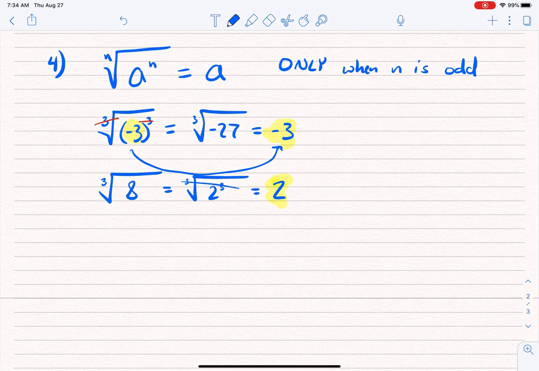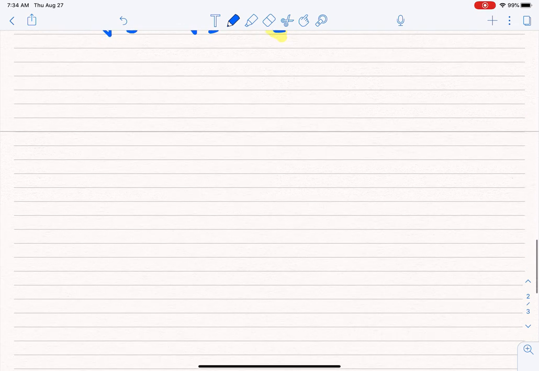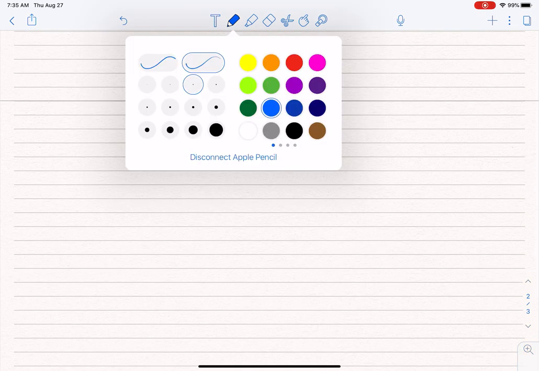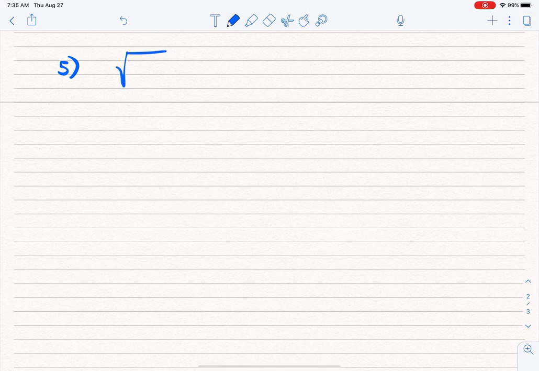When n is even, the rule is a little bit different, okay? So here's the last property or rule of these roots. The fifth rule is going to be, what do we do when we're talking about the nth root of a to the n when n is even? And this is what's weird. You got to kind of think about this. Before I write what the rest of that is, I want you to think about it.